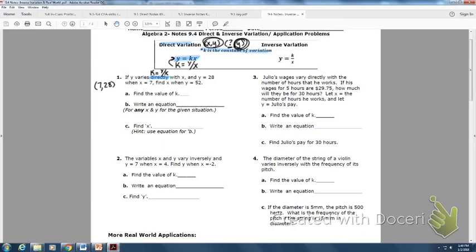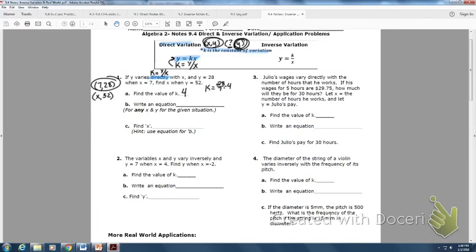Okay, we're given 7, 28. We need to find x whenever y is 52. So to find k, I'm going to use the 7, 28. Okay, like I said, k is y divided by x. So 28 divided by 7 is going to tell me that my k value is 4.